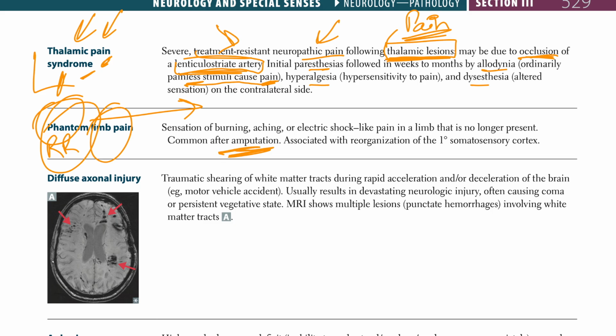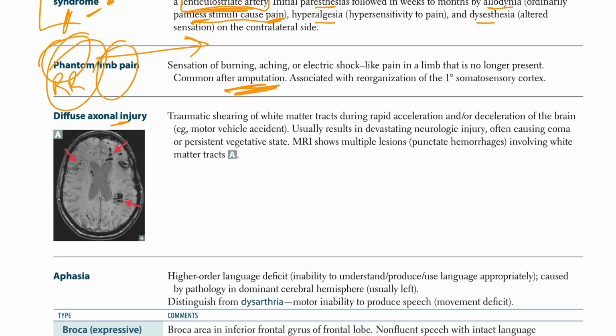All right, the next one we have is diffuse axonal injury. We touched on it a little in neuroanatomy, but here we have traumatic shearing of white matter tracts during rapid acceleration and deceleration of the brain, for example in a motor vehicle accident, MVA. In an MVA, you have rapid acceleration and deceleration of the brain. It usually results in devastating neurological injury, often causing coma or persistent vegetative state.